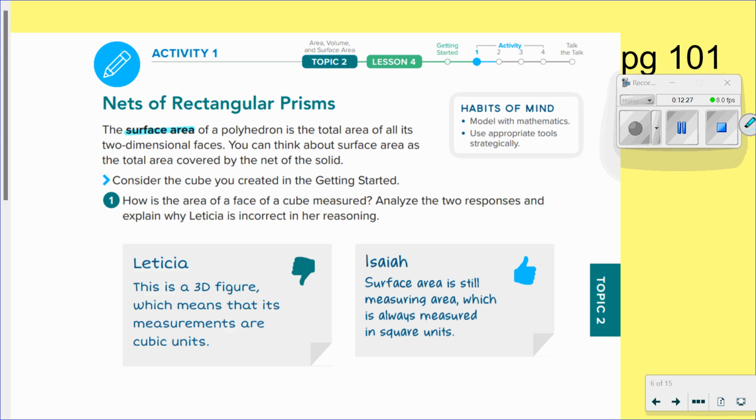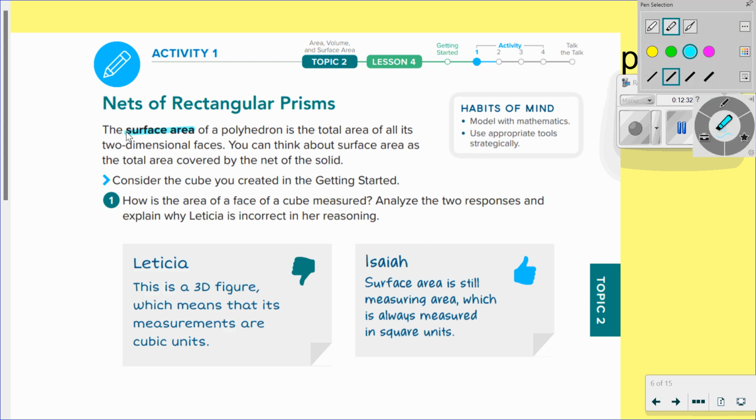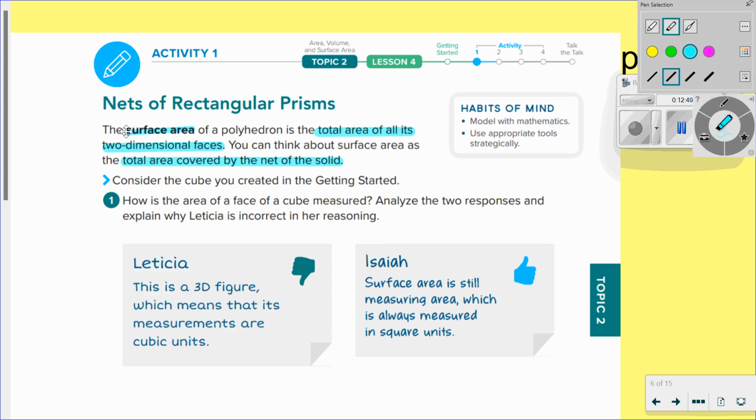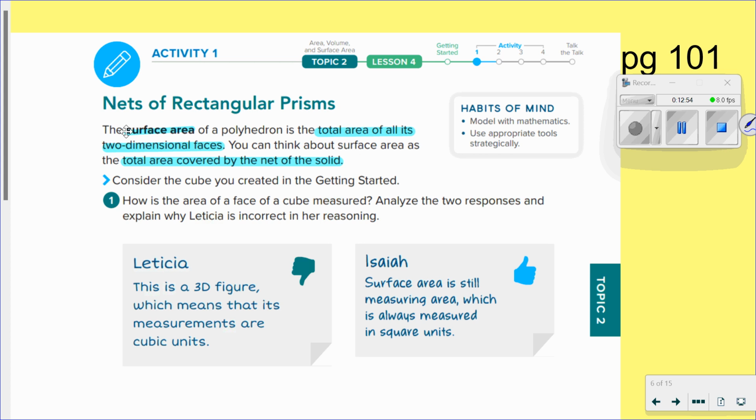So today our primary focus is on what we call surface area. Surface area is the total area of all its 2-dimensional faces. You can also think about it as the total area covered by the net of the solid. So with today's lesson, you're going to see a lot of focus on these nets because it's going to help lay out the entire shape for us to figure out what the surface area is.